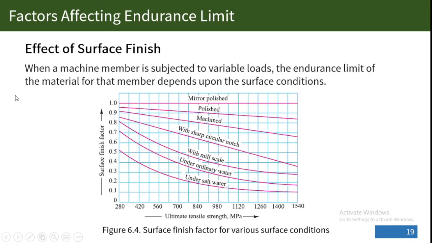Alright, so let's go back here. The surface finish factor is equal to 1 or unity for mirror polished materials or machine members. In other words, the endurance limit for mirror polished material is maximum, and it goes on reducing due to surface condition.